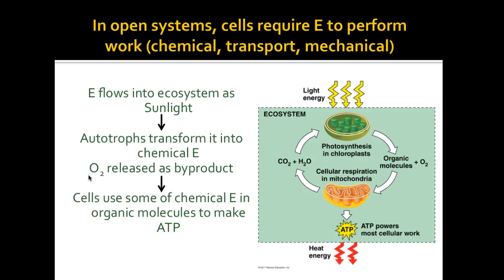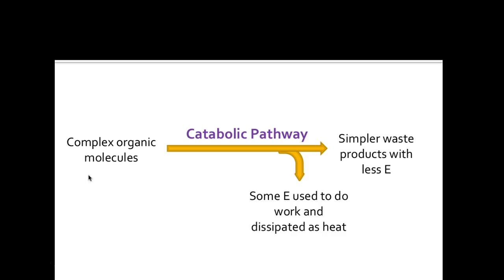a byproduct. Cells use some of the chemical energy in organic molecules to make ATP. And you know ATP is the energy molecule of the cell. ATP powers most cellular work. And ultimately, during every energy conversion, it is not 100% efficient, as we see in the laws of thermodynamics. So we do lose some energy in the form of heat. So energy leaves as heat.